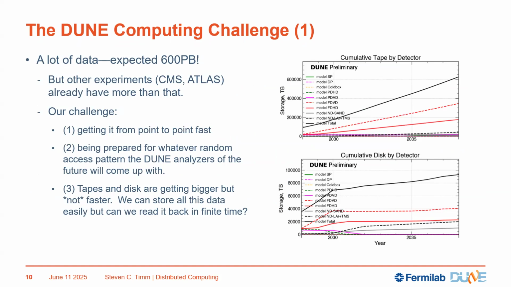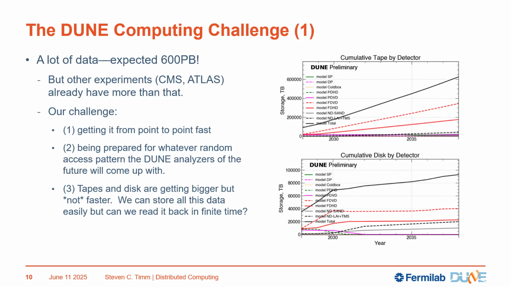All right. So the DUNE Computing Challenge. We're expecting to take a lot of data. You notice this graph goes out to 2040. Funding agencies actually require us to project out that far. If you extrapolate out, it's 600 petabytes, if you add up all of DUNE. But other experiments, such as CMS and Atlas, already have more than that on tape already, so this is not undoable. People have already done this.